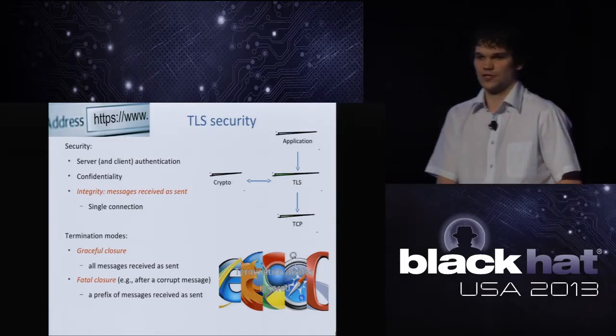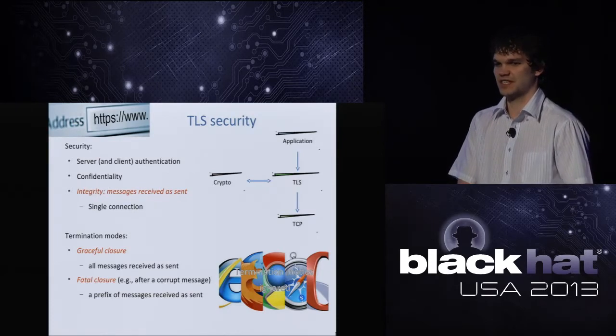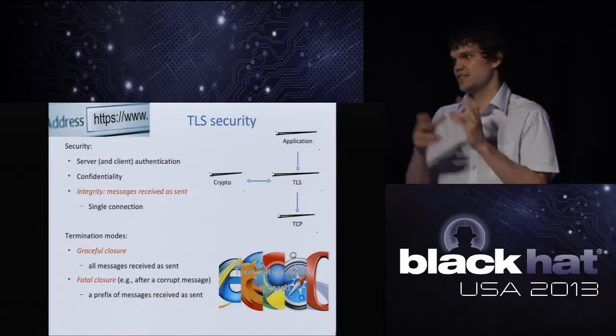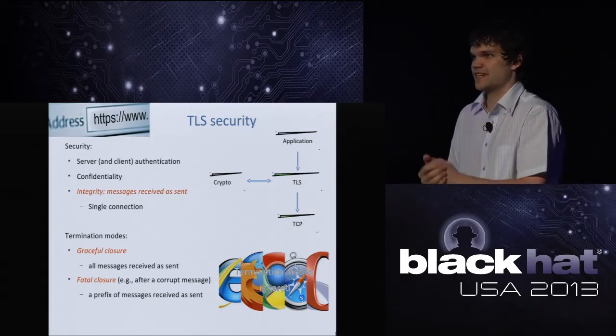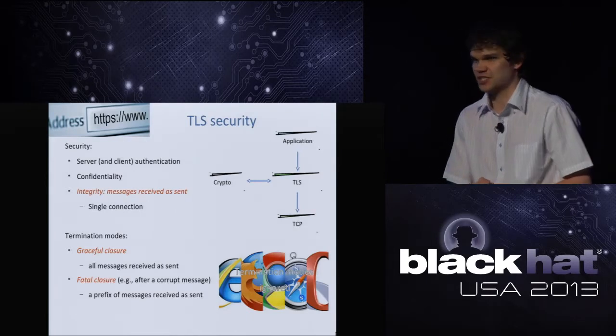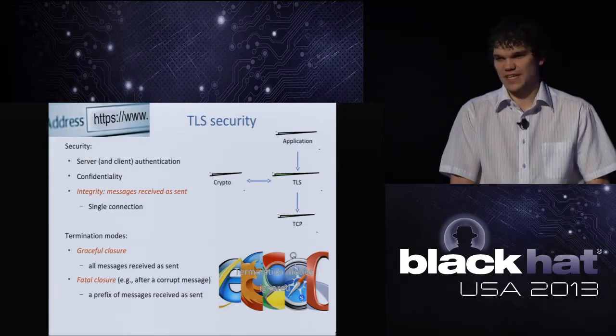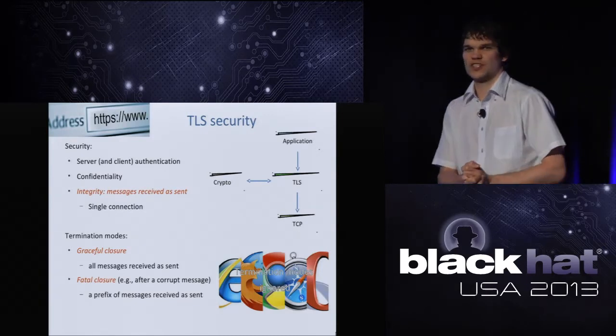We also have fatal closure, and in this case, we only get a guarantee that a prefix of the messages have been received as sent. So maybe I send 101, the Black Hat server receives 110, so a prefix there, the first digit, the 1, was received as sent, but the rest of it is garbage. Unfortunately, none of the browsers in use today honor this; all the browsers ignore the termination mode.